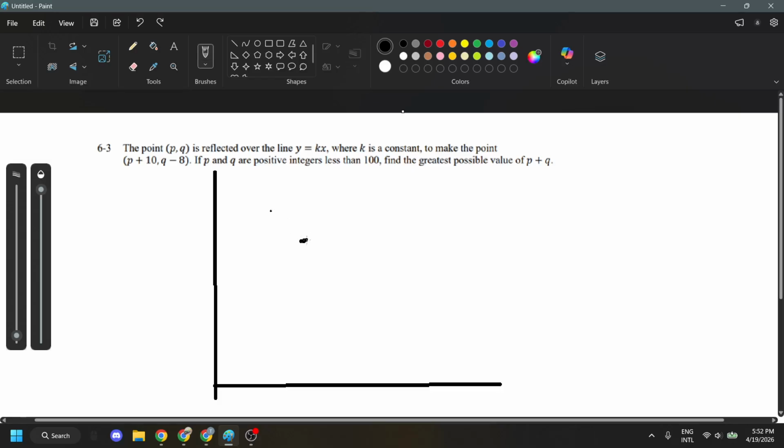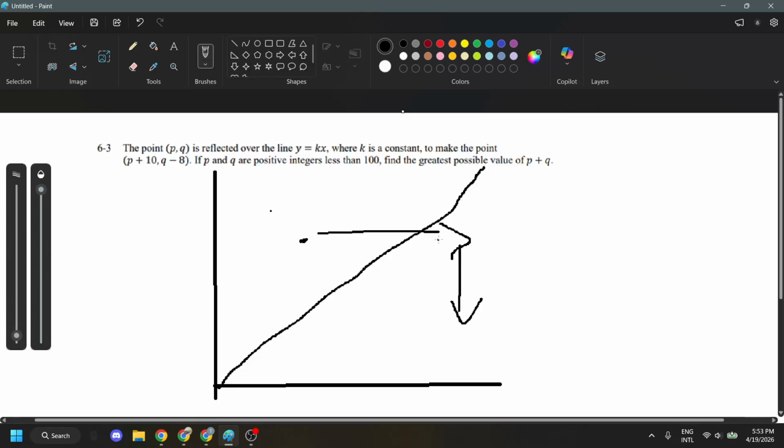So the x coordinate is increased. It goes this way, and it goes down. So it's going to be reflected like this, right? Because the only way it can go that way is if the line is to the right of it, and the only way it can go down is if the line is below it. If p and q are positive integers less than 100, find the greatest possible value of p plus q.